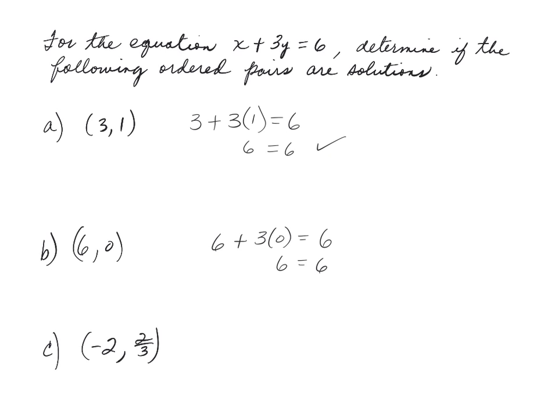And negative 2 and then 2/3. Well, let's see. If x is negative 2 plus 3 times 2/3, that's y. Does that equal 6? Well, we have negative 2. Then the 3's cancel. We have plus 2. Does that equal 6? Well, 0 does not equal 6. So this one is not a solution. The second one is, and the first one is.